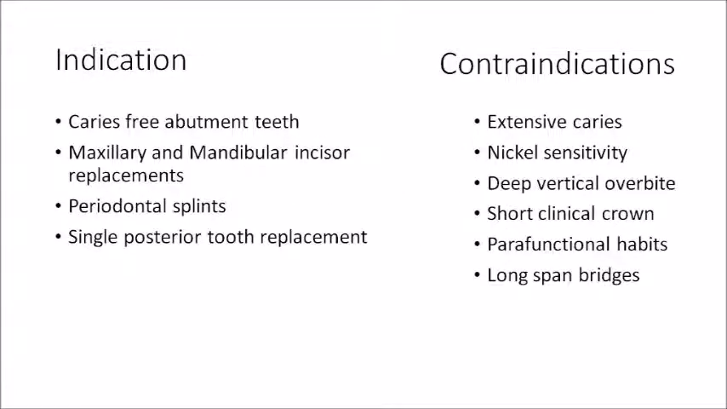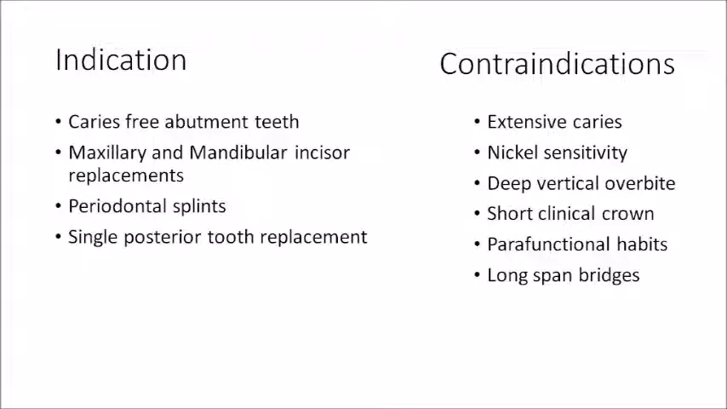So let's see what are the indications of a resin bonded FPD. For a resin bonded FPD to be successful, we need sufficient enamel to bond, and also there shouldn't be too much of occlusal forces acting on the pontic region. So if we keep these two things in mind, we can do a proper resin bonded restoration. So the indications are caries free abutment teeth. Yes, we need good amount of enamel, and preferably we can use abutment teeth without extensive restorations.